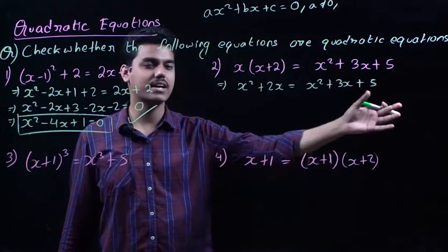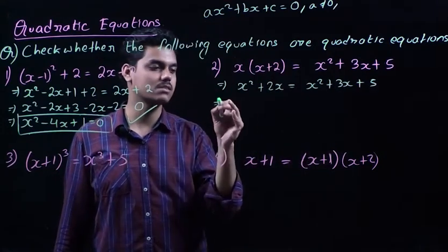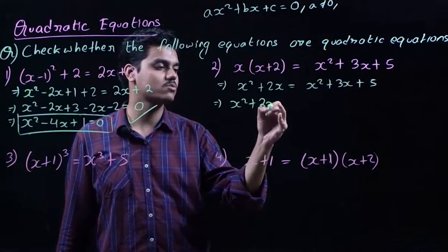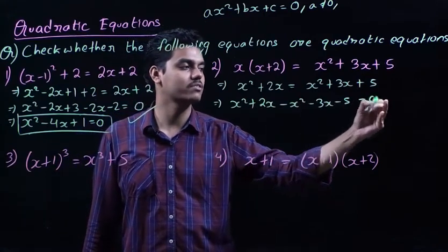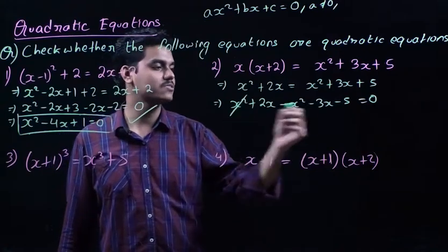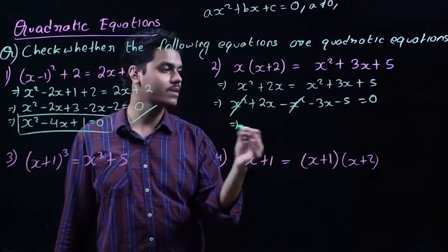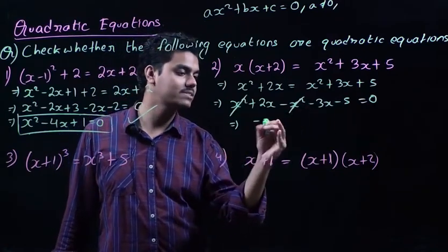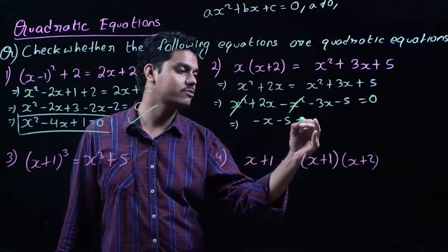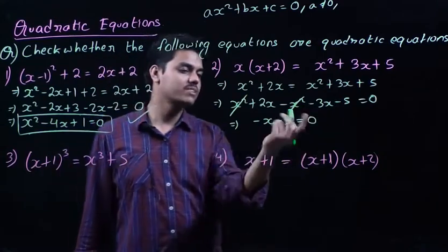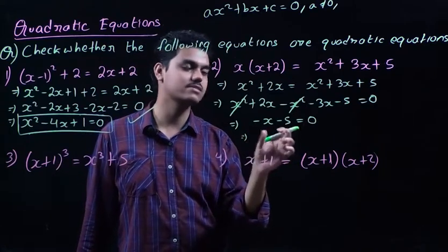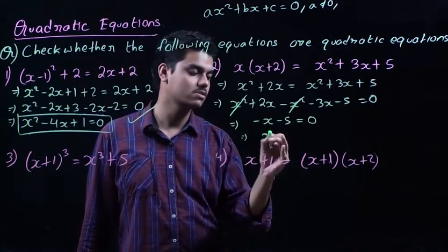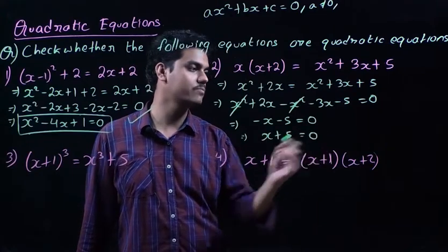So whatever is on the RHS, just bring it to the LHS. So you have x square plus 2x minus x square minus 3x minus 5 equals 0. As you can see, x square minus x square goes away. Now what is this? Minus x minus 5 equals 0. So let us change this to plus. You just need to multiply this by minus. So x plus 5 equals 0.